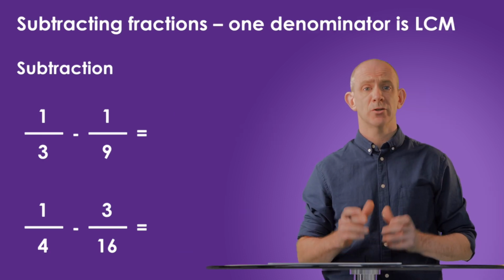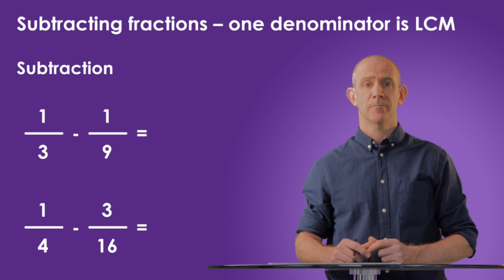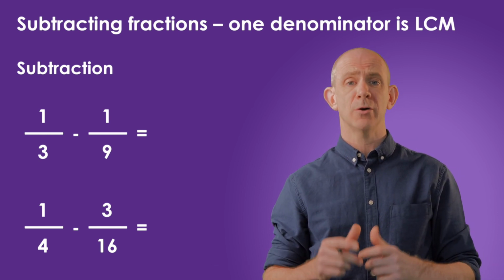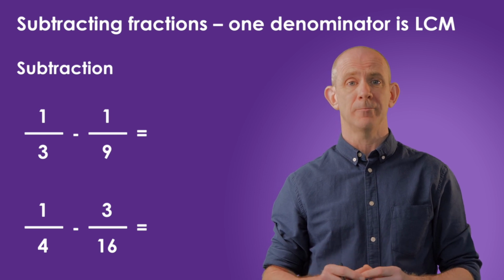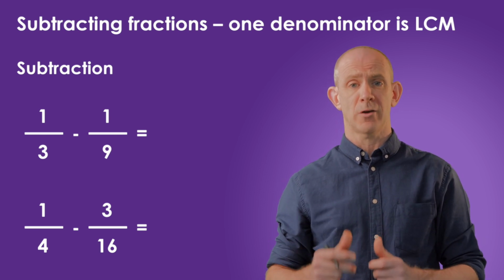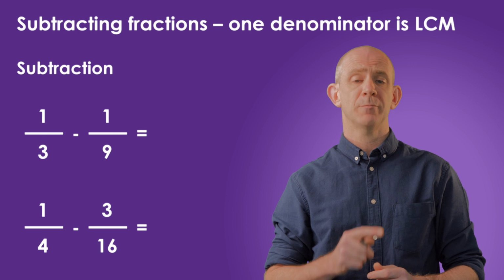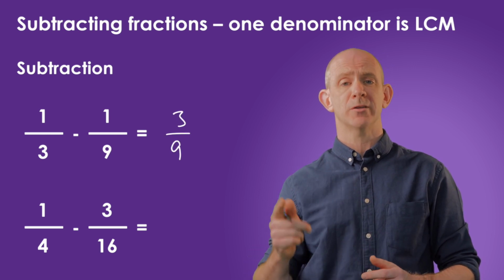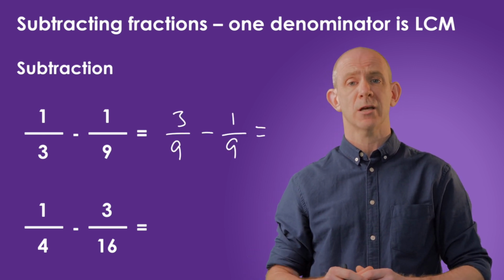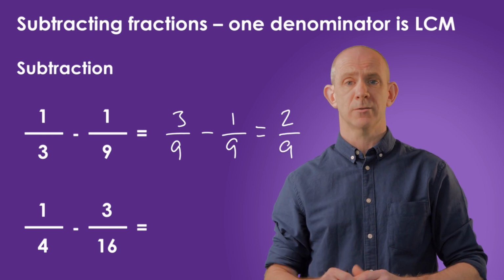So now we have the subtraction 1/3 take away 1/9. As we know from the previous question, the lowest common multiple of these two numbers is 9. So we're going to convert the 1/3 into 3 over 9 again. We did that by multiplying the bottom by 3, so we multiplied the top by 3. We now have 3/9 take away 1/9, which will give us 2/9.